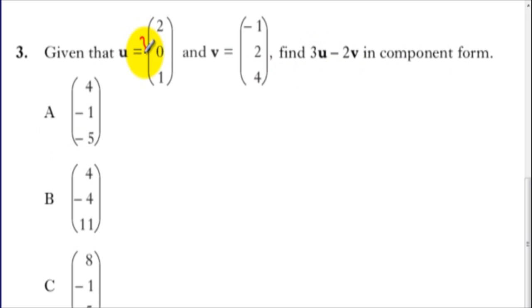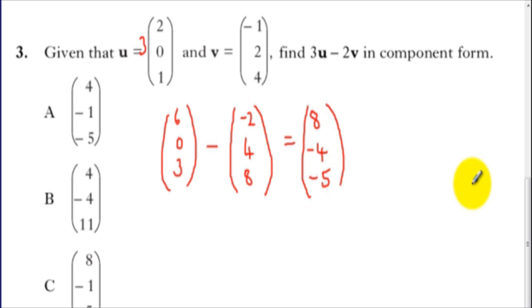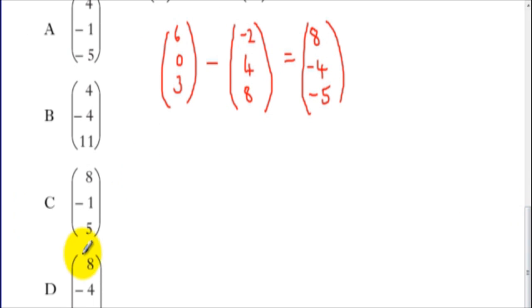3 times u is 3 times this vector here, which is 3 times 2 is 6, 3 times 0 is 0, 3 times 1 is 3. We want to take away from this 2 times the vector v. Now 2 times the vector v is 2 times -1 is -2, 2 times 2 is 4, 2 times 4 is 8. Taking them away gives us the vector 6 minus -2, which is 8, 0 minus 4, minus 4, and 3 minus 8, which is -5. So our answer is B.